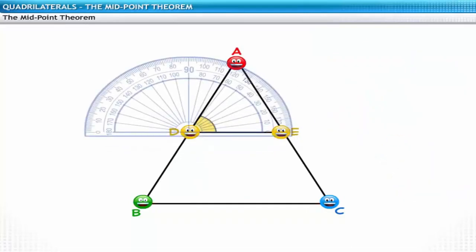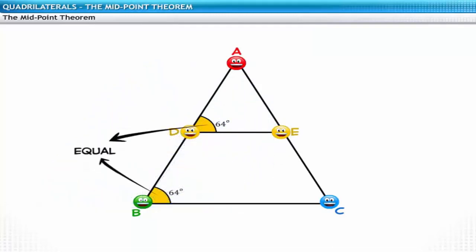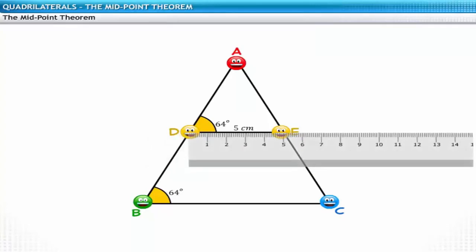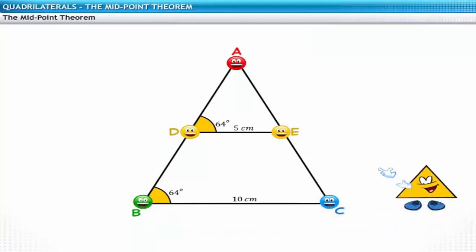Measure angle ADE and angle ABC. They are equal. This implies that the corresponding angles formed by the lines BC and DE with the transversal AB are equal. Thus, DE is parallel to BC. Also, D and E claim that the distance between them is half the distance between B and C. For this, let's measure the length of the line segment DE and BC. Wow! They are right.